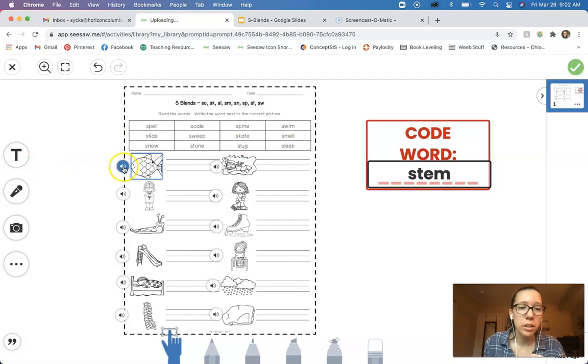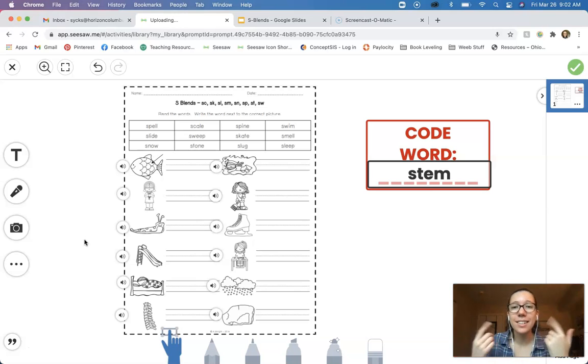So the little speaker here, if I hover over the little speaker and then I click on it, scale. That fish has a scale. Scale. Now I've heard the word, I've heard it used in a sentence, and I heard the word one more time so I know what I'm looking for. So that word was scale.